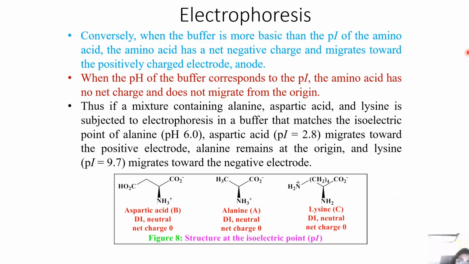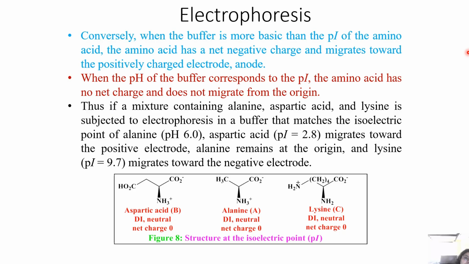Conversely, when the buffer is more basic than the pI, the amino acid has a net negative charge and migrates towards the positively charged electrode, the anode. So when the pH of the buffer corresponds to the pI, the isoelectric point, the amino acid has no net charge and does not migrate from the origin.